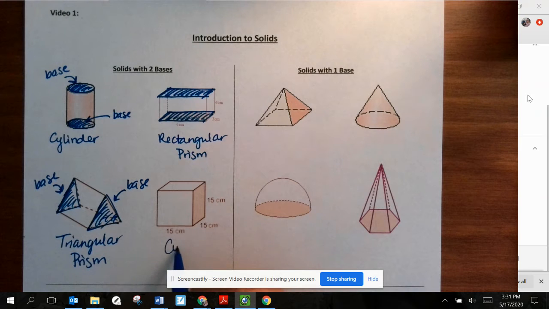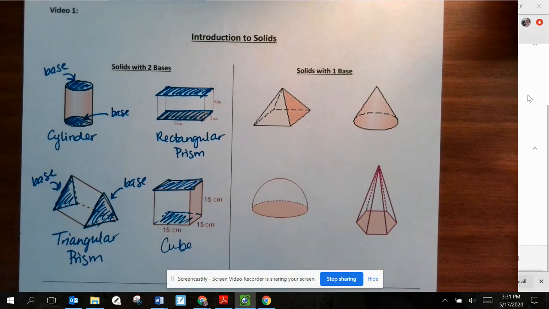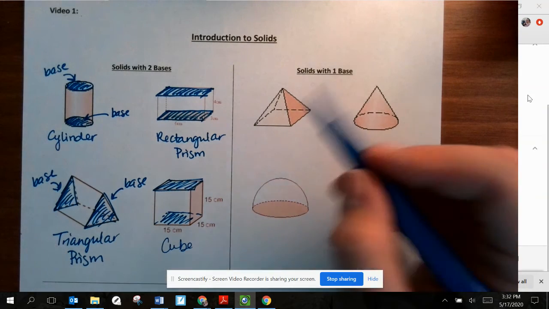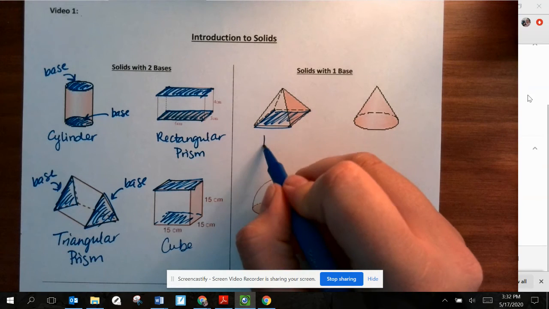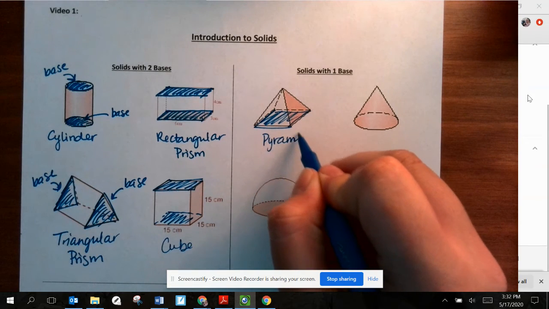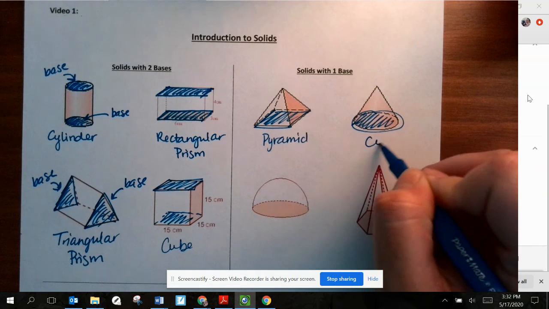This is a cube, and it also has a base. You just can't see it. It's right here, and this one right here, and they are squares, okay? Now, there are figures that have one base. Like this pyramid, for instance, only has one base. This cone only has one base as well.